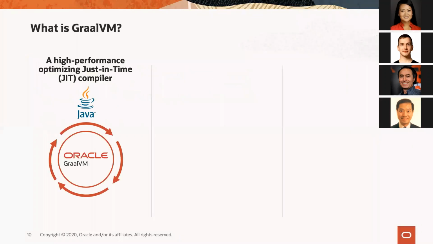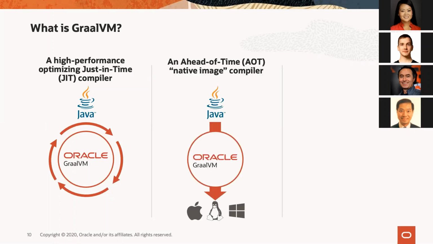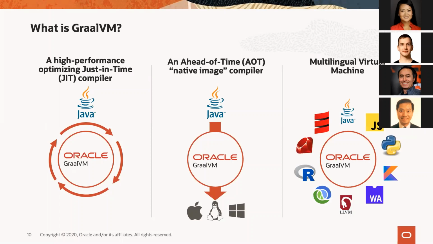Oracle GraalVM, of course, offers you a number of things and adds value to your platform with the high-performance state-of-the-art optimizing just-in-time compiler to just run your Java applications faster, with the ahead-of-time native image technology that can take your Java application and compile that into the native executable. And of course, it's a polyglot virtual machine, so you can use different languages.